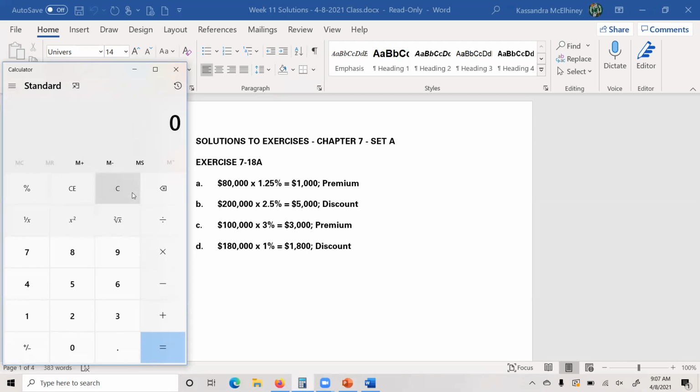Part B, Bush Company is going to issue $200,000 worth of bonds at a price of 97.5%. So $200,000 of bonds times 0.975 gives us $195,000, which is what our proceeds would have been. Subtract from that the bond face value of $200,000, and we're left with $5,000. In this case, we have a discount.